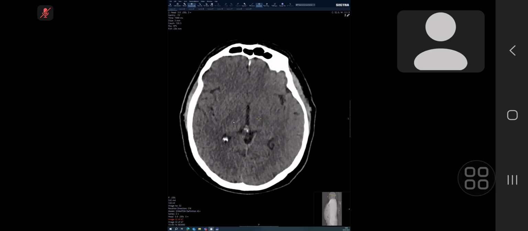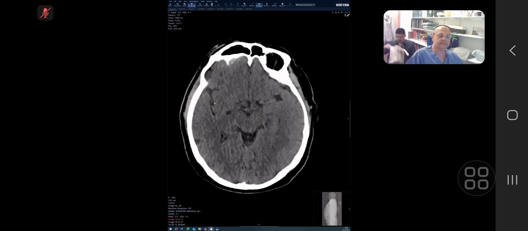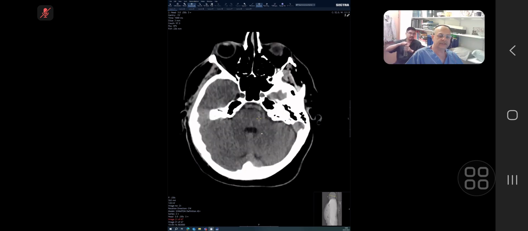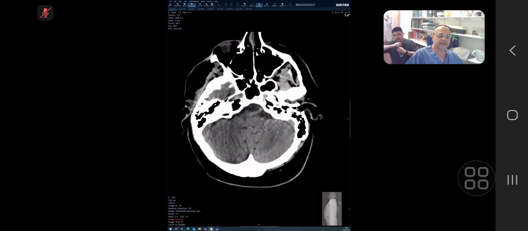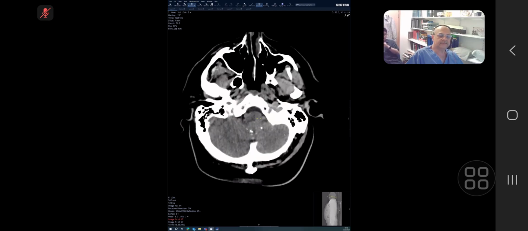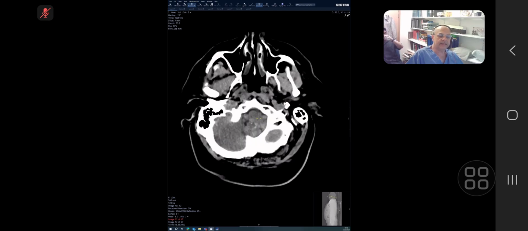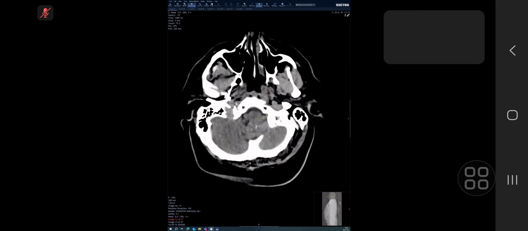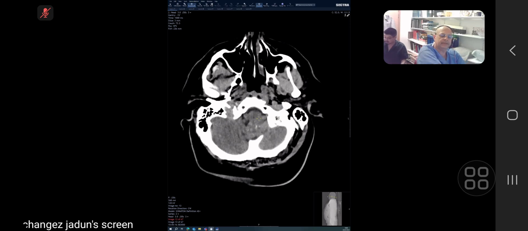You've got Sylvian fissures, which you can see, although one side comes above the other. You can see the prepontine cistern region. You can see the fourth ventricle very much. But where is the obex of the fourth ventricle? What is happening here? So candidate one, can you describe this area for me, please?